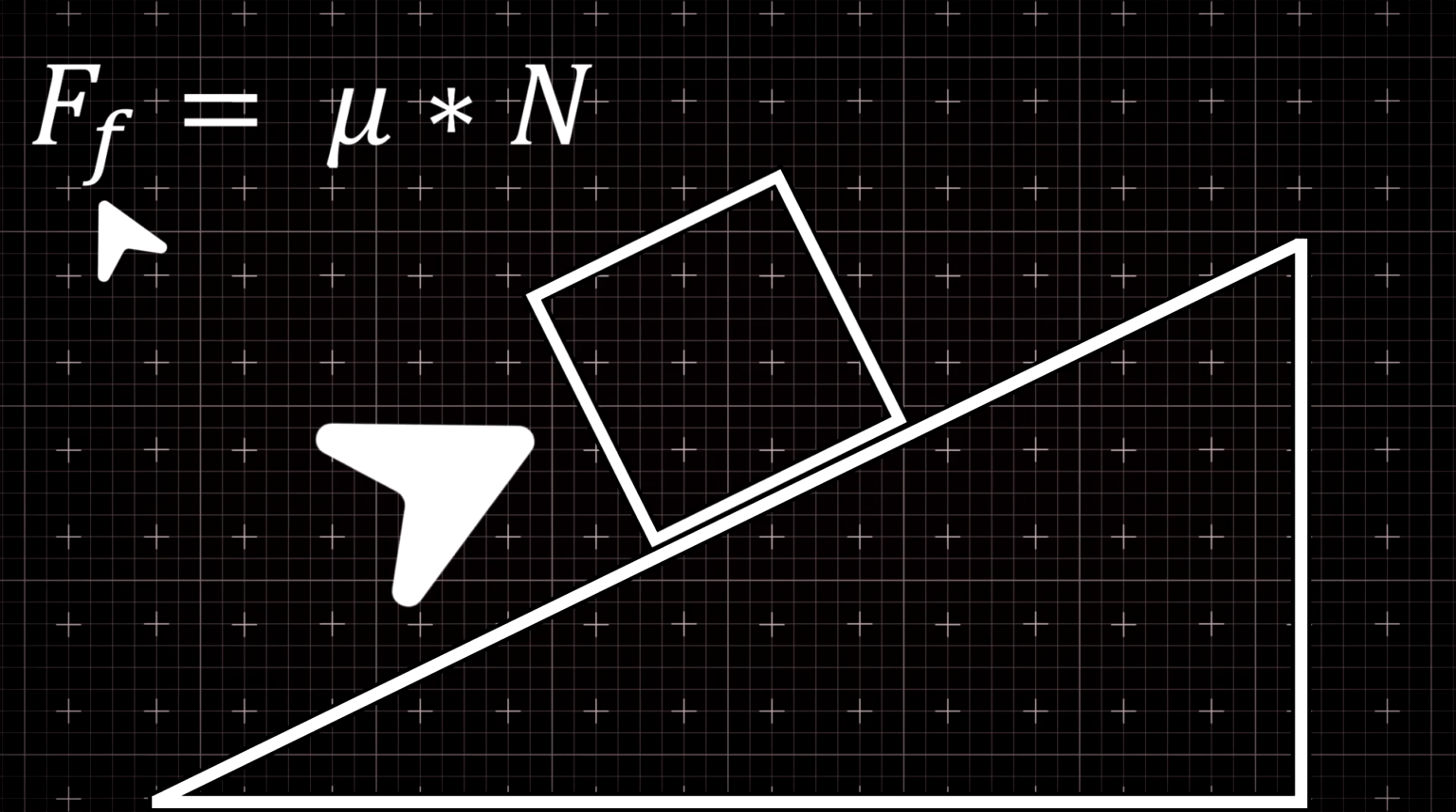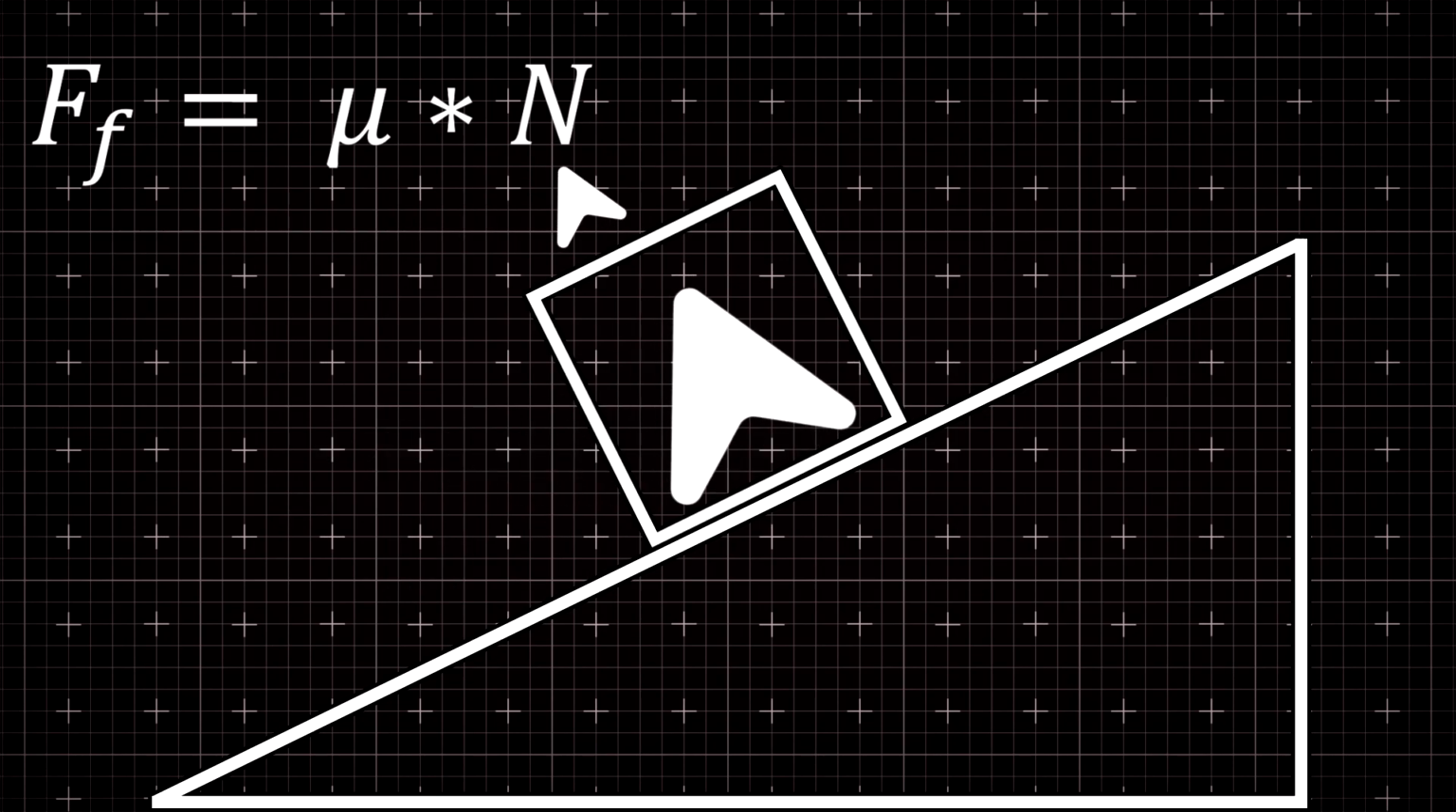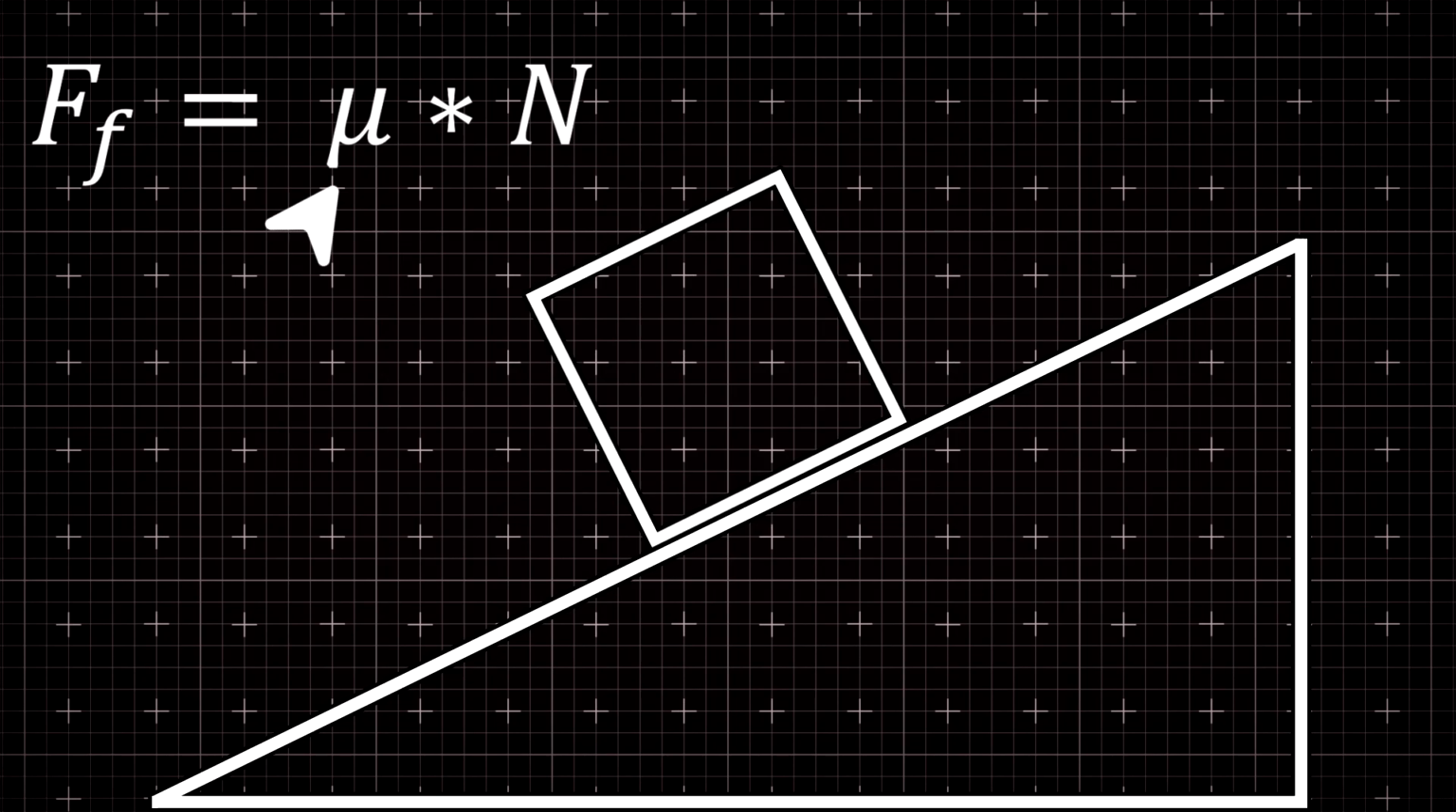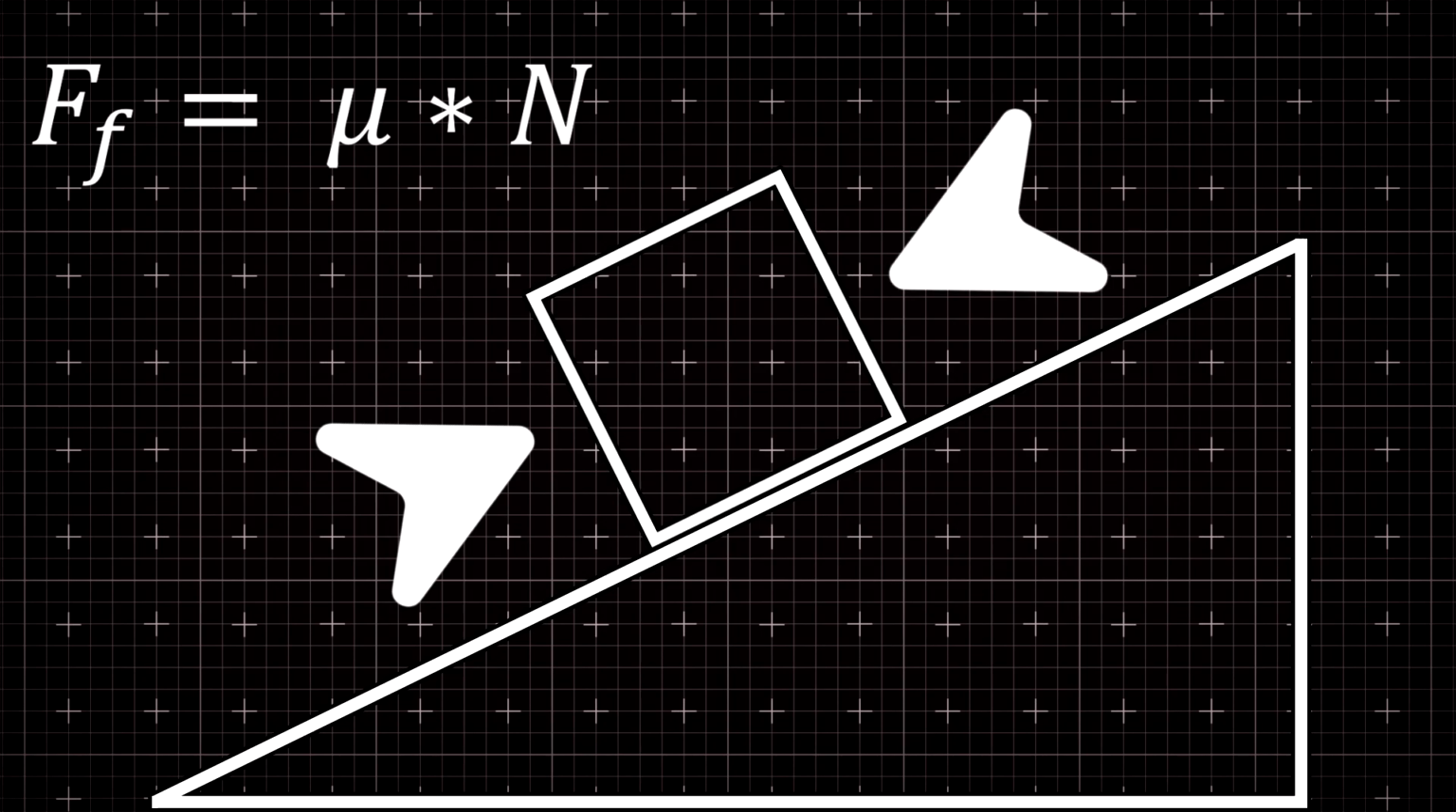In classical mechanics, we model friction with the following equation, where F is the friction force generated, N is the normal force the surface exerts on the object, and mu is the coefficient of friction, a unitless value used to indicate how grippy the contact between the object and surface is.